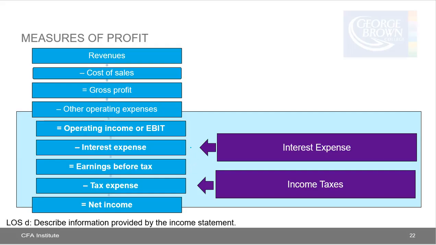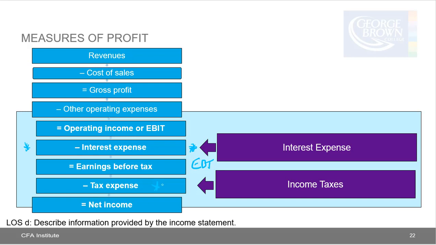So moving down the income statement now, we're looking at interest expense. And again, interest expense is when I have long-term debt. There's going to be some interest rate attached to it. I'm going to have an annual interest expense. And then that's going to give me my earnings before tax. And then I'm going to have my tax expense, okay?